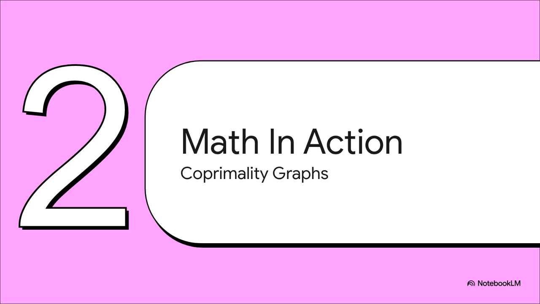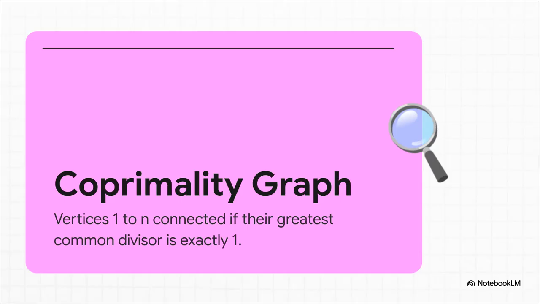Section 2. Math in action. Coprimality graphs. All right, let's actually build what's called a coprimality graph, or COP-N. This is going to be our first real-world mathematical test case. In this kind of graph, our dots are simply numbers from 1 to n. And we only draw a line, an edge, between two numbers if their greatest common divisor is exactly 1, meaning they don't share any common factors other than 1. In math terms, they are coprime.